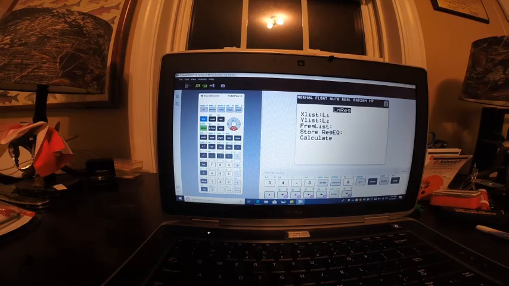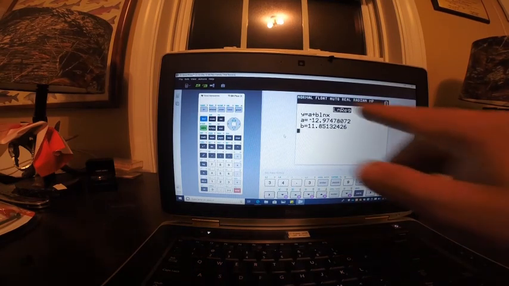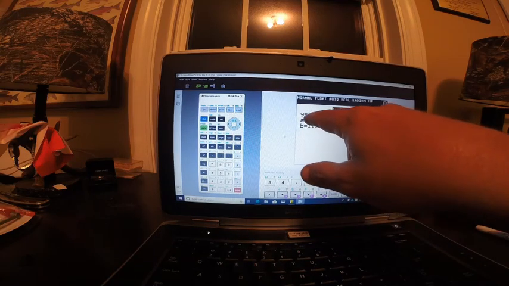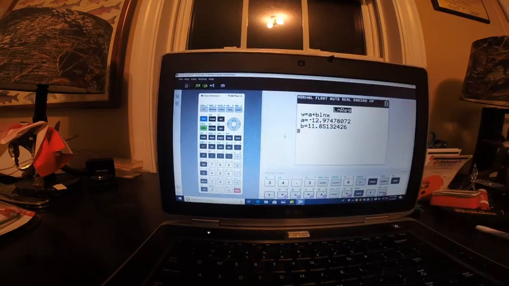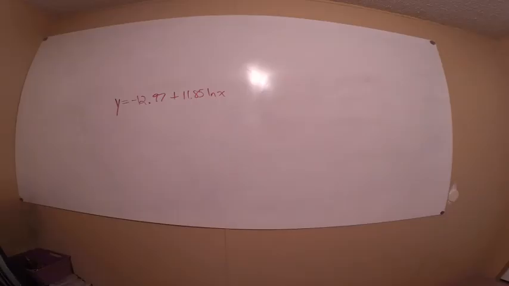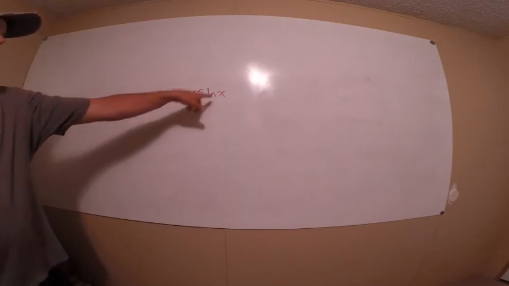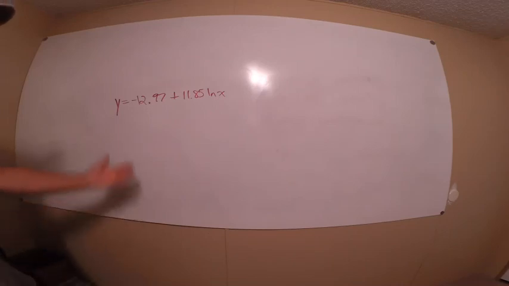Okay, I'm still going to store it in my y1, so I'm going to go vars, yvars, select y1, hit calculate. It's going to calculate it for you. Essentially what you get is y equals a plus b natural log x, where a is negative 12.97 and b is 11.85. And you want to put this a here where that a is at, that b where that b is at, and that would be your function. I'll write it on the board here so that you can see it for yourself written in my handwriting. It's as simple as doing exactly what I said. Y equals negative 12.97 plus 11.85 natural log x. And that's your answer for part A.